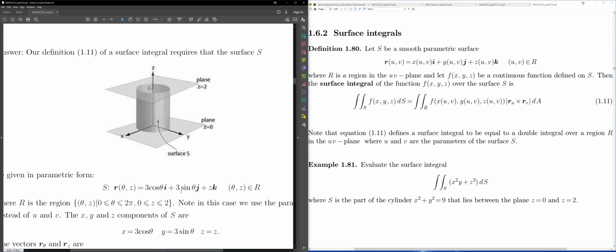So this is a parametric surface. Notice the parameters in this case are called theta and z, whereas here the parameters are called u and v, but it doesn't make a difference what you call the parameters. Here your parameters are theta and z.